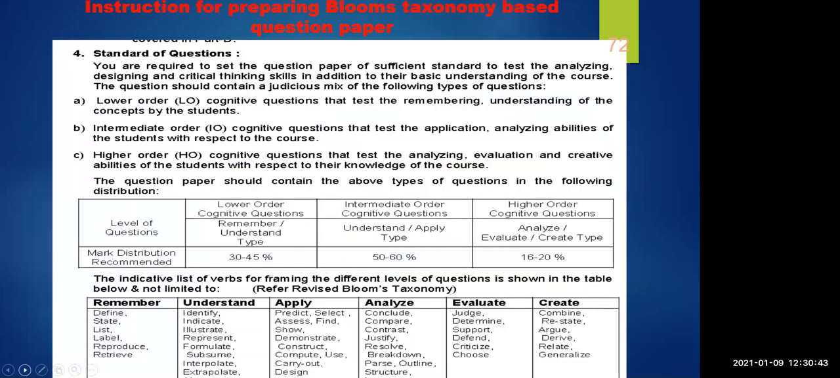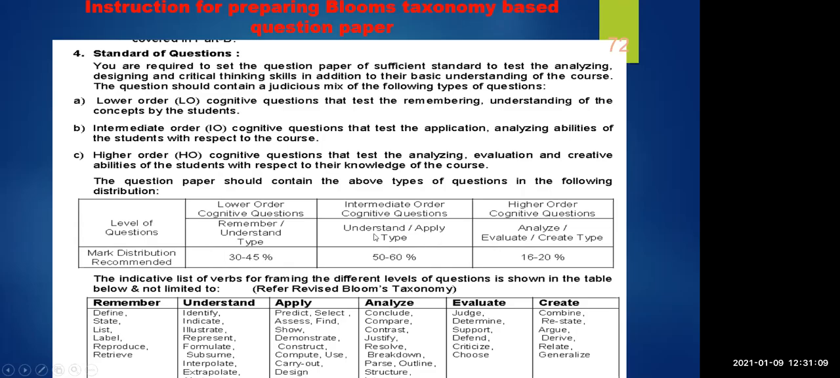So there is a certain instruction. In one college, when I was setting a question paper, they gave an instruction to set it this way: lower order level, intermediate order level, higher order level. If the question paper is set at a very easy level, all the students will score. If you set only remember and understanding type questions, what will happen? Define, state, recollect. That type of question should be 30-45% of the paper.